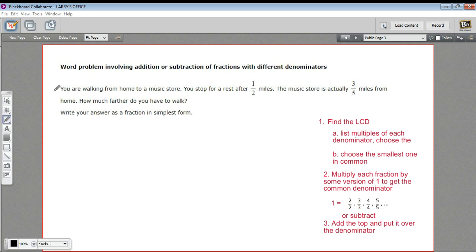It says, you are walking from home to a music store. You stop for a rest after 1/2 mile. The music store is actually 3/5 miles from home. How much farther do you have to walk?